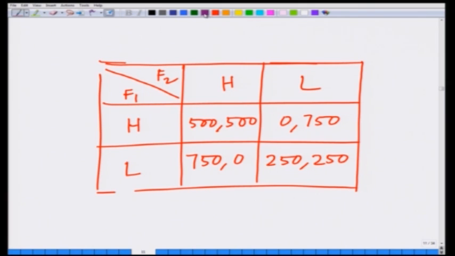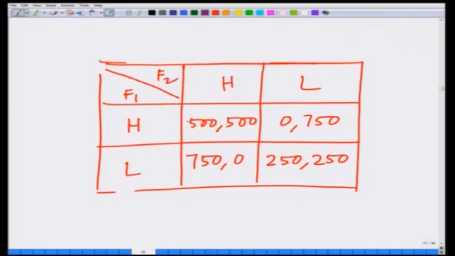Now, you can see if both of them, let us say, agree prior to the game that they are going to set a high price, are they going to stick to that agreement? Well, no, right, because firm 1 can deviate from setting a high price to the low price, capture the entire market, thereby increasing its market share and profit to 750.